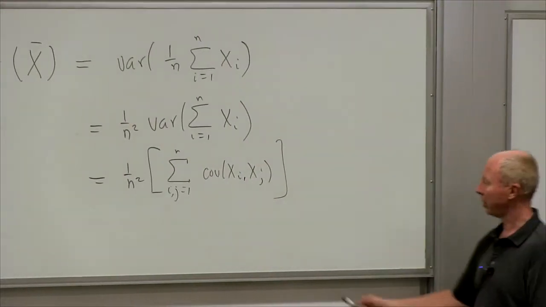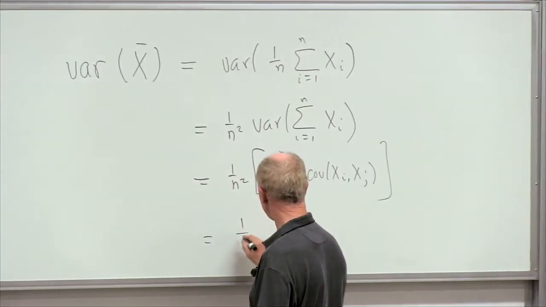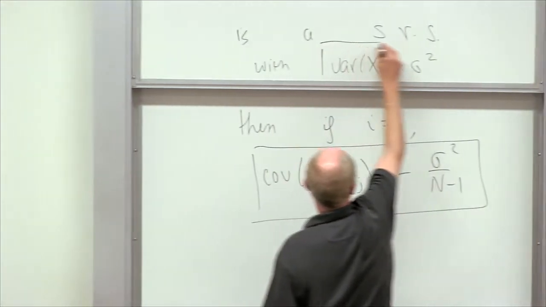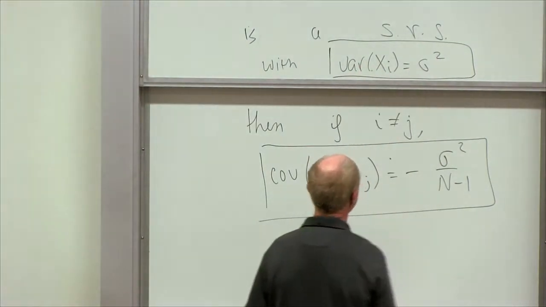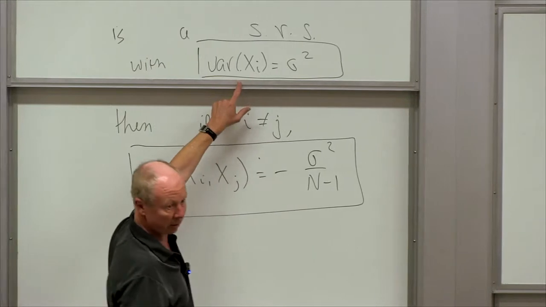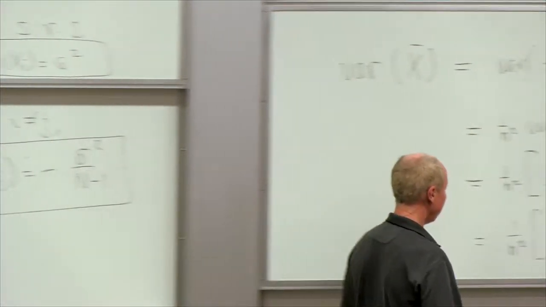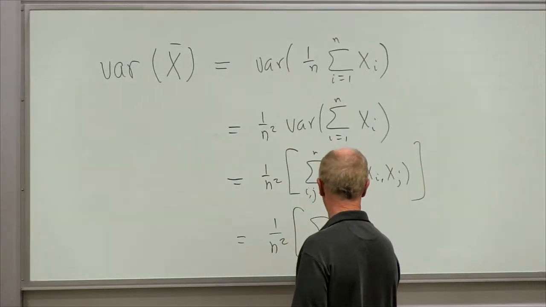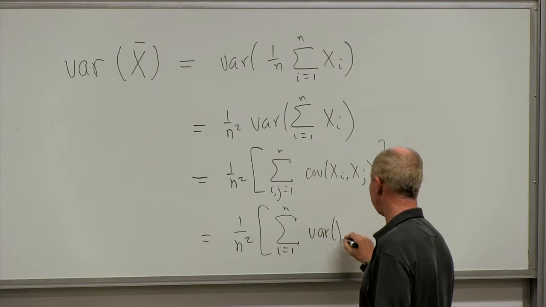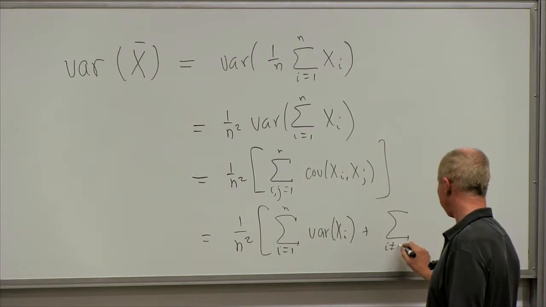Okay, the variance of a sum is the sum of the covariances over all possible i's and j's. And from this and this, we can see there's a difference between when i and j are the same. If i is equal to j, we get this. If i is different from j, we get this. So we should split this sum up into i and j the same, and then the covariance of xi with itself is just the variance. And then we look at the terms i different from j.